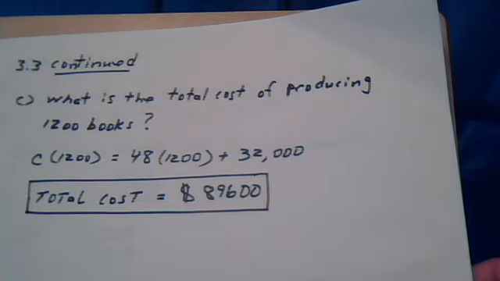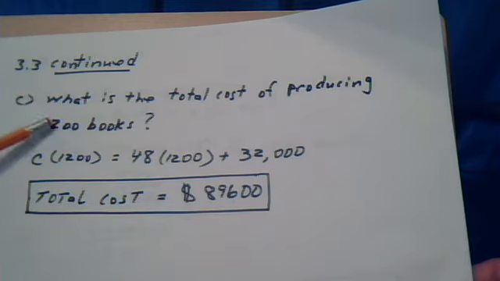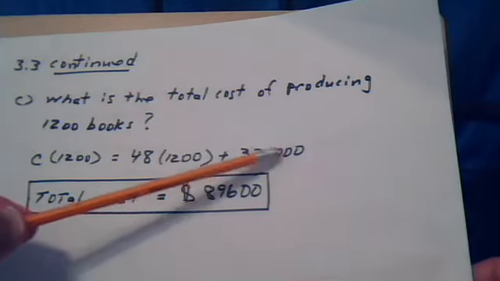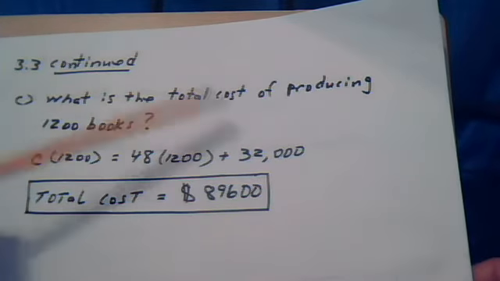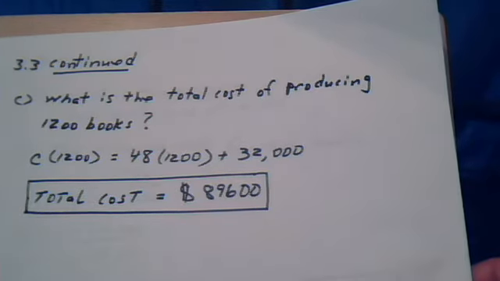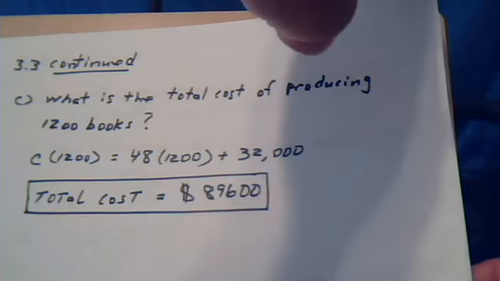C, what is the total cost of producing 1,200 books? Well, this is how many books are being produced, so that would be your X. So it takes the place of the X in the equation. Key this in, and the total cost, this is the total cost, equals $89,600. That would be the total cost if 1,200 books were produced.